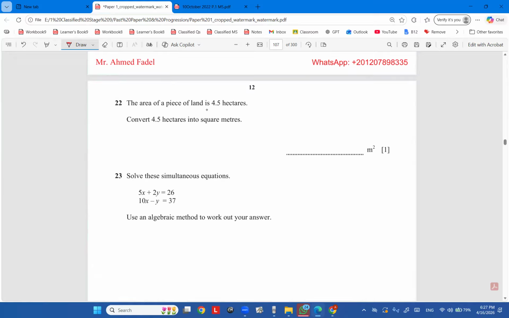The area of a piece of land is 4.5 hectares. So the 1 hectare is 10,000 meters squared. So it's 4.5 hectares multiplied by 10,000 to get it into meters squared is going to give you exactly 4530.